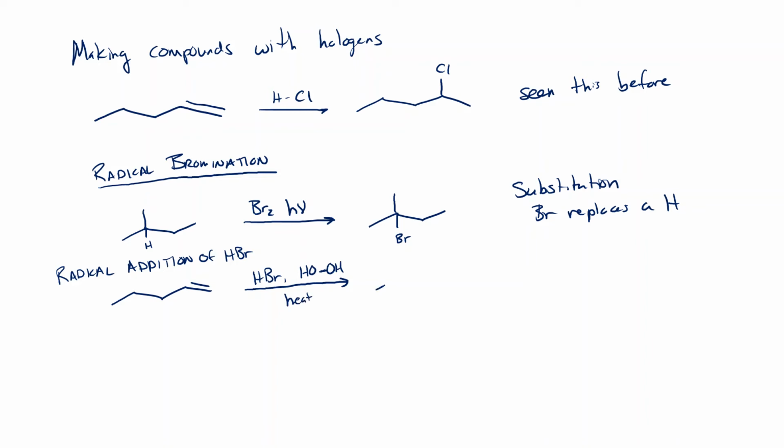And what you'll get is, instead of getting the Markovnikov product where the halogen is added to the secondary position, we're going to get the anti-Markovnikov product where the bromine ends up attached at the primary position. So this is an addition reaction. And it is anti-Markovnikov.